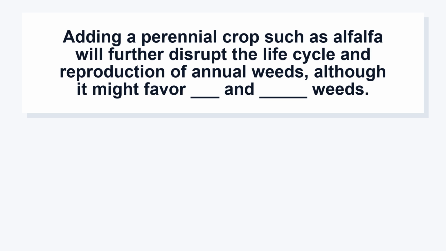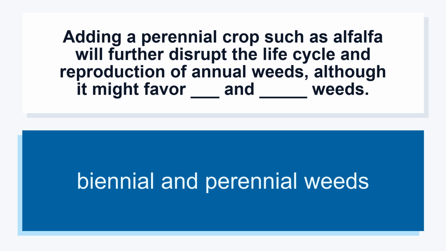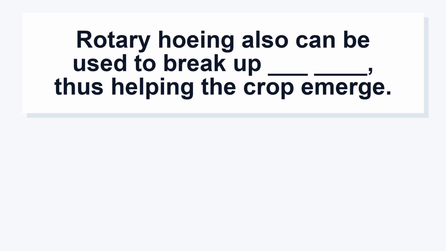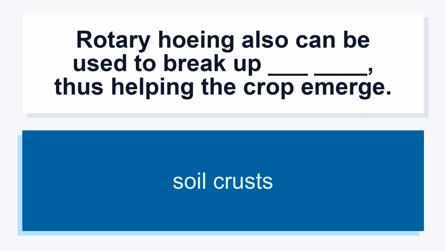Adding a perennial crop such as alfalfa will further disrupt the life cycle and reproduction of annual weeds, although it might favor biennial and perennial weeds. Rotary hoeing also can be used to break up soil crusts, thus helping the crop emerge.